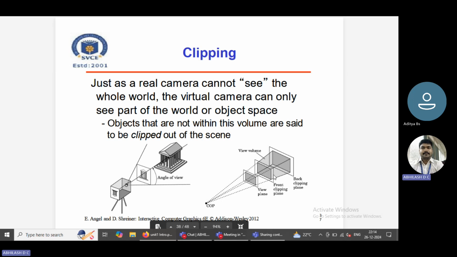On the other side, this is the object, like a trapezium. You can see the front clipping plane as well as the back clipping plane. The back is much bigger, and the front is smaller. Whatever is in between is called the view volume. All the lines of projection from the back clipping plane pass towards the front clipping plane, move towards the view plane, and join at the center of projection.